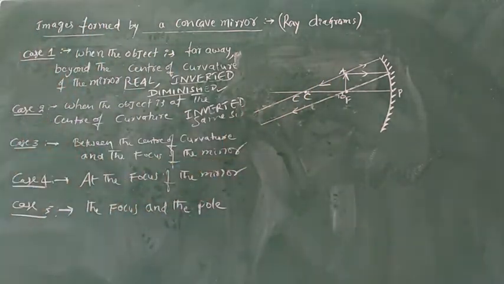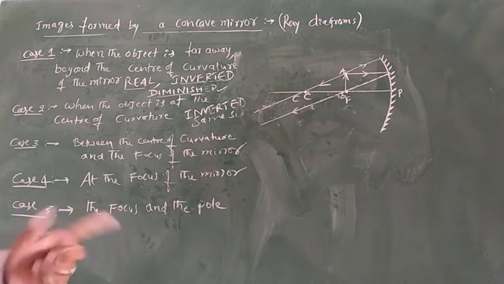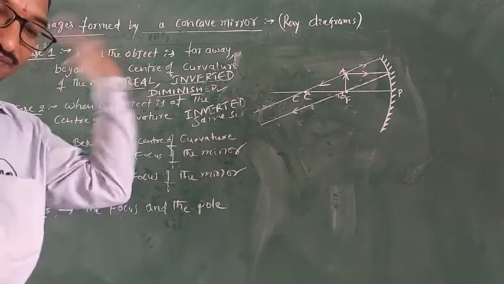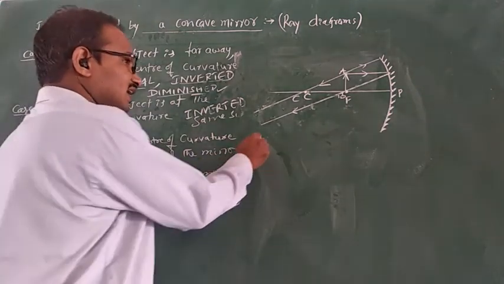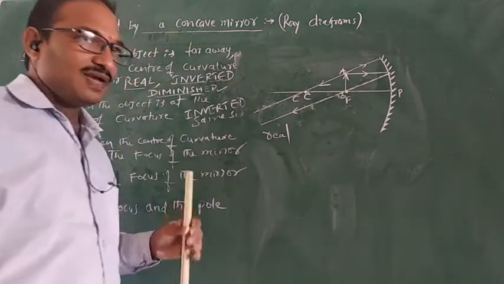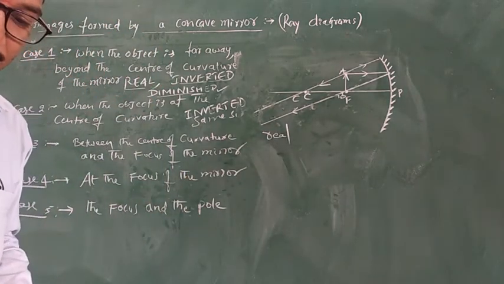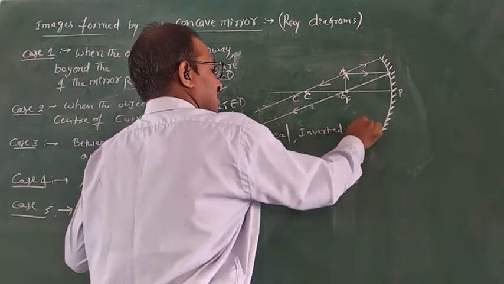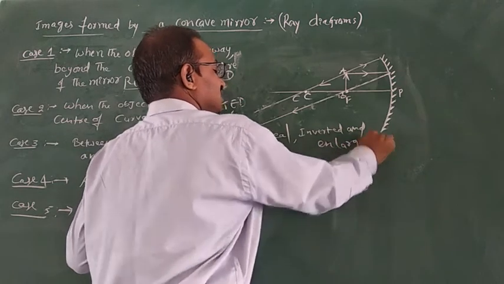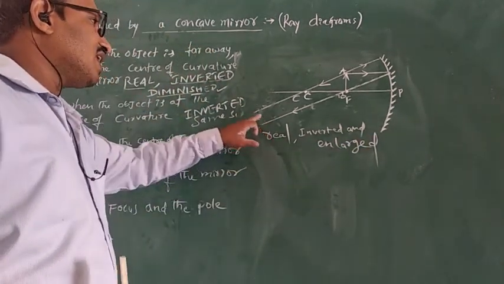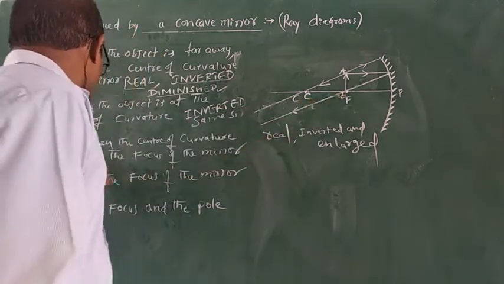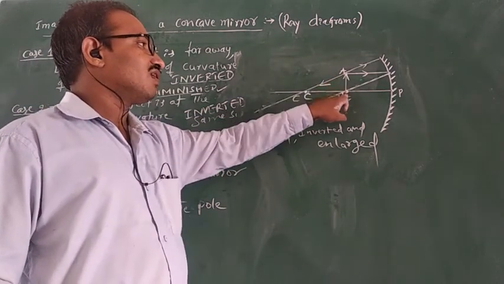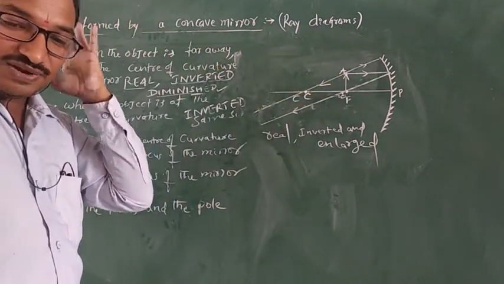Understood? So what we can expect here is that the image may form at infinity. Somewhere we will get it. So what type of image will we get? A real image, which means the image we can get on the screen. An inverted and enlarged image will be formed when the object is at the focus of the mirror.